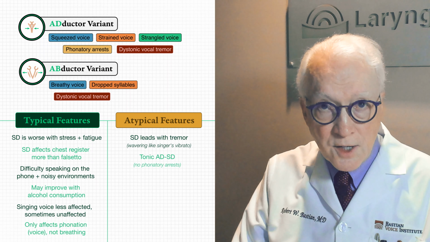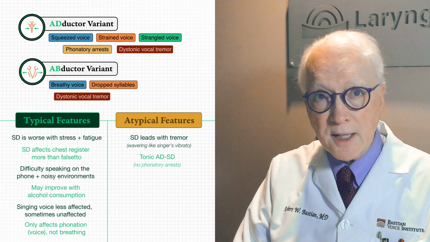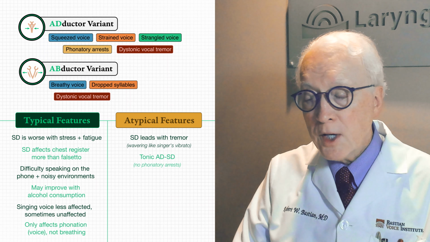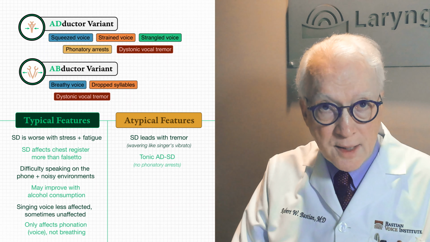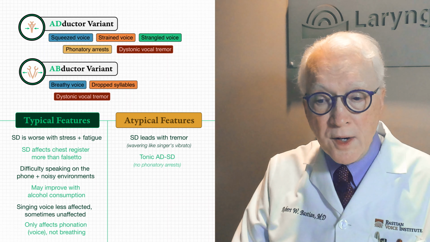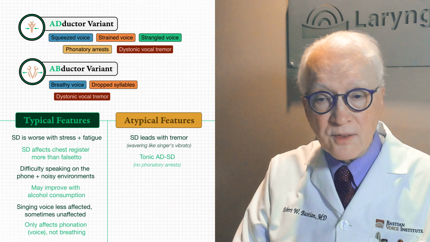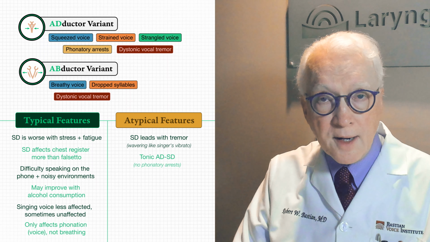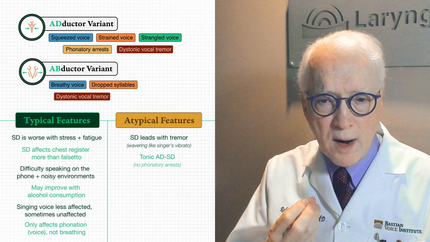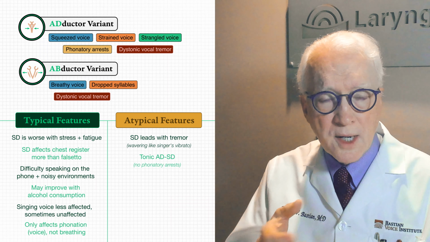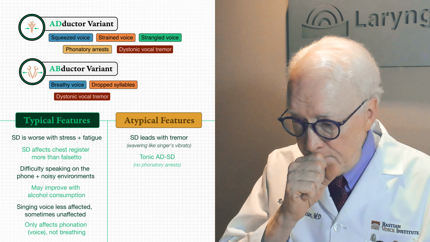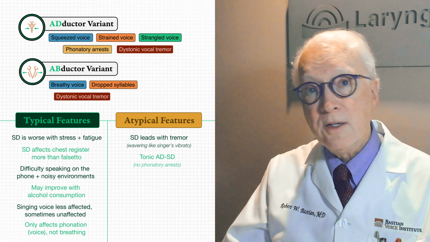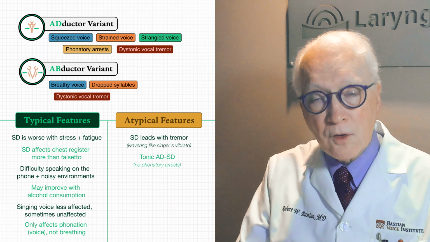So the presentation there is continuous tightness and strain, but no obvious phonatory arrests. I'll give you three types of tonic variant. One is where you just hear the voice like this. This is what I call the non-dysphonic tonic variant, meaning you don't hear gravel and you don't hear any catches. It's just that the voice is kind of tight. So that's one variant. Another variant is the chronic fry.